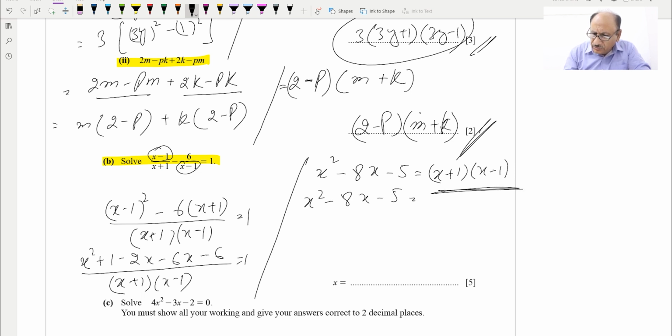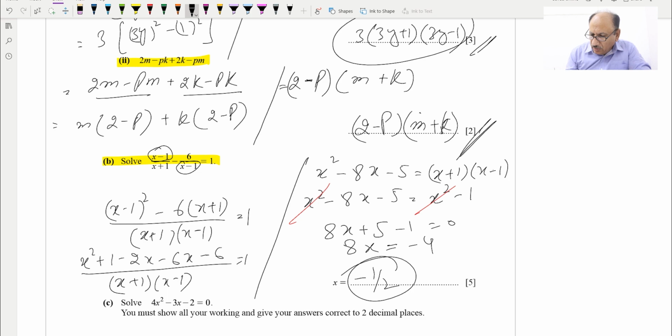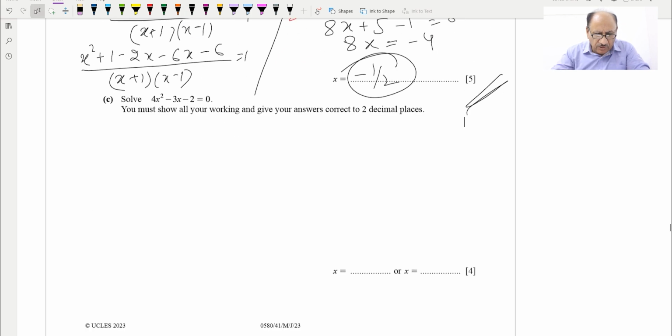If we multiply these two, this will result in x square minus 1, and we can cancel x square with this. Further we can simplify, we can shift everything to the other side, and this will result in 8x plus 5 minus 1 is equal to 0. So 8x is equal to minus 4 and x is equal to minus 1 by 2. This will be our final answer, and this is for 5 marks.